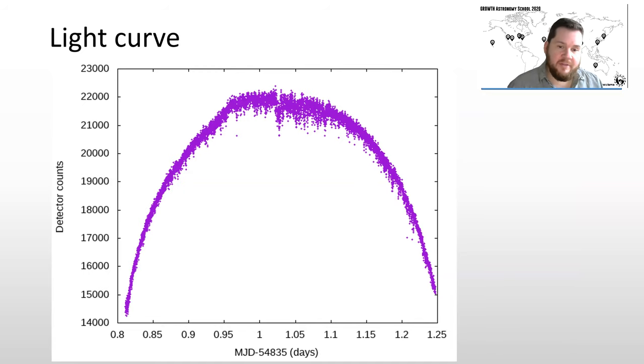Now there's a couple of things I want to talk about in this plot. First of all, if we look on the y-axis, I said this is our measure of brightness, and the unit I have for brightness is detector counts. So this is not a physical unit. It's not like joules or watts or something like that, which we might use to measure brightness or energy.